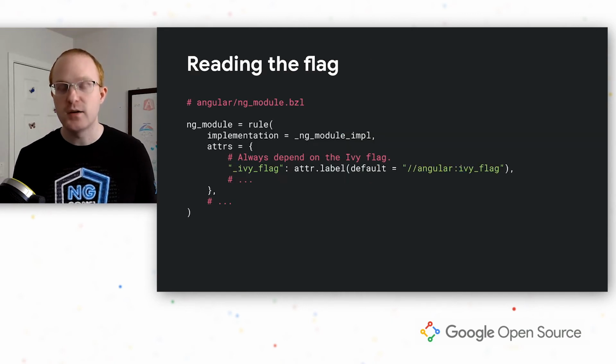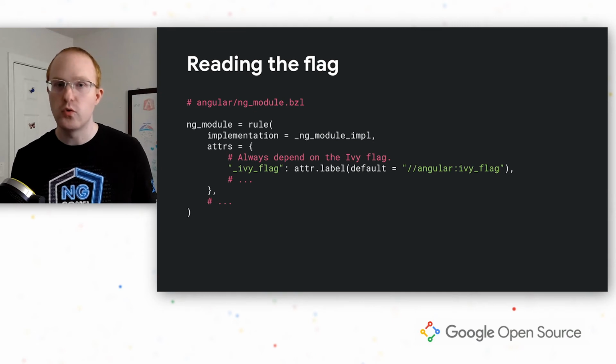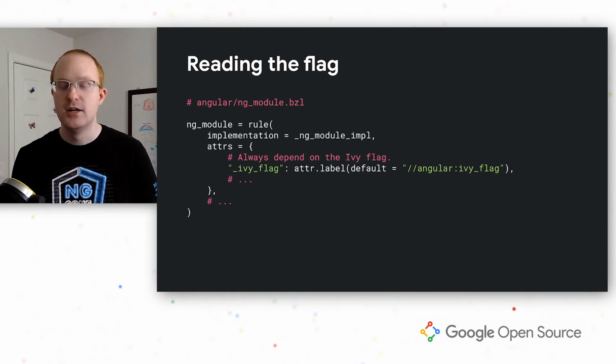So now that we have this flag, we need to update our ngModule rule in order to depend on this Ivy flag. Because Bazel is Bazel, we need to explicitly declare all of our dependencies, and that does include flags. In this case, we're creating a new attribute which depends on this flag by default. This essentially means that all ngModule rules will now implicitly depend on this new flag.